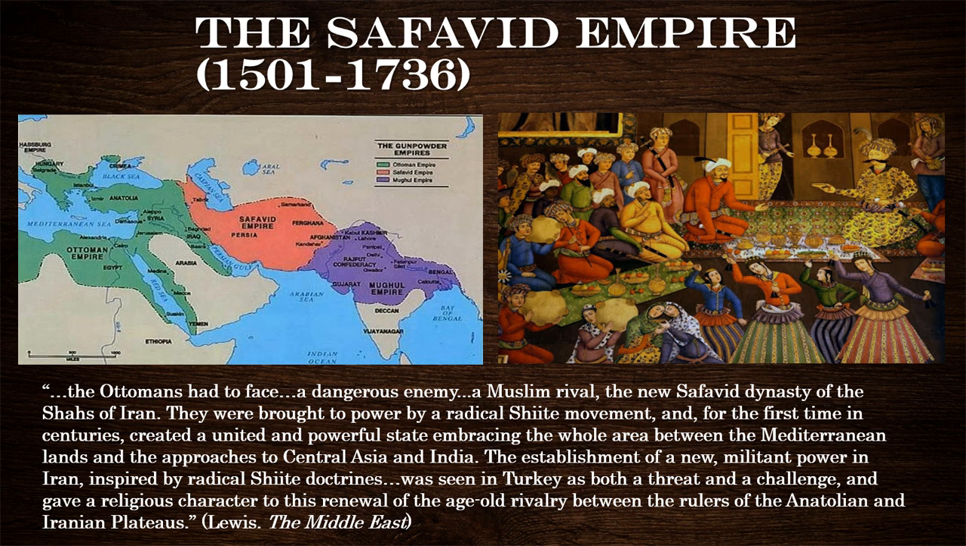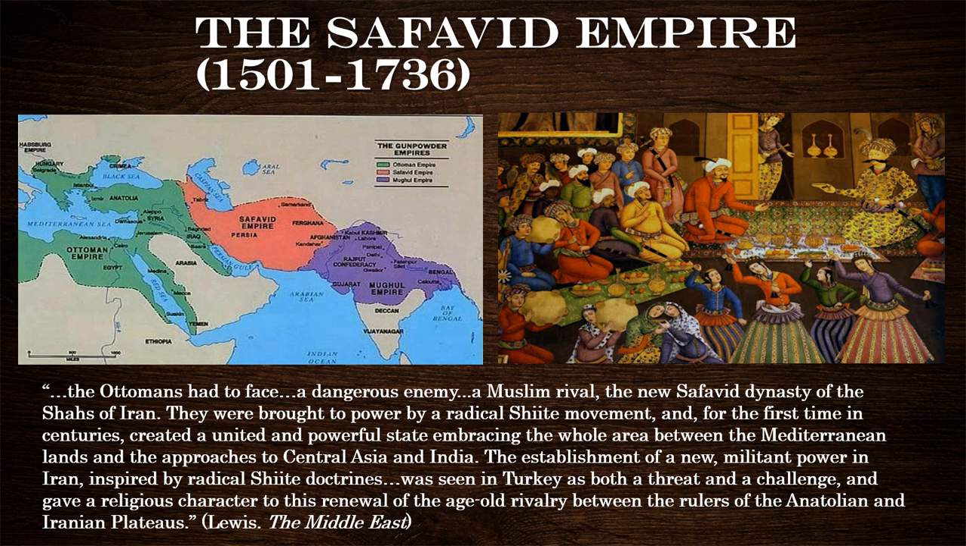We now move to the Safavid Empire, so from green to pink, whatever that color is there, salmon. The Ottomans, Bernard Lewis again telling us, had to face a dangerous enemy, a Muslim rival, the new Safavid dynasty of the Shahs of Iran. They were brought to power by a radical Shiite movement, and for the first time in centuries created a united and powerful state embracing the whole area between the Mediterranean lands and the approaches to Central Asia and India.